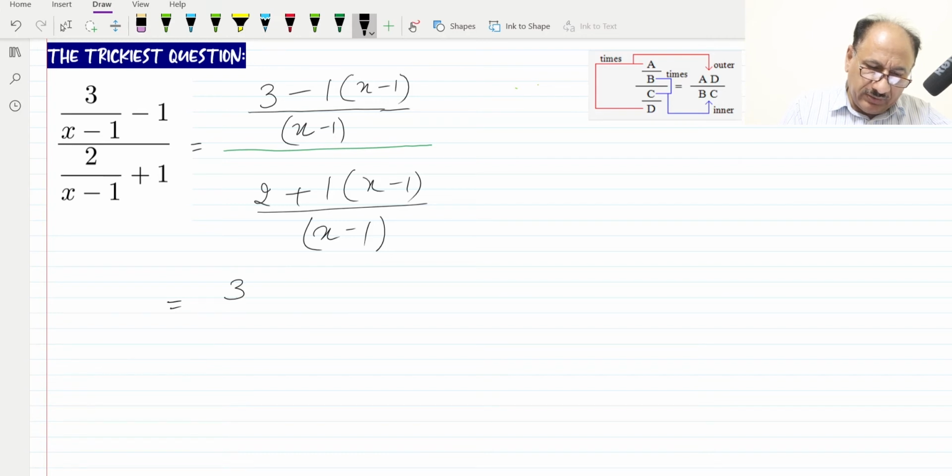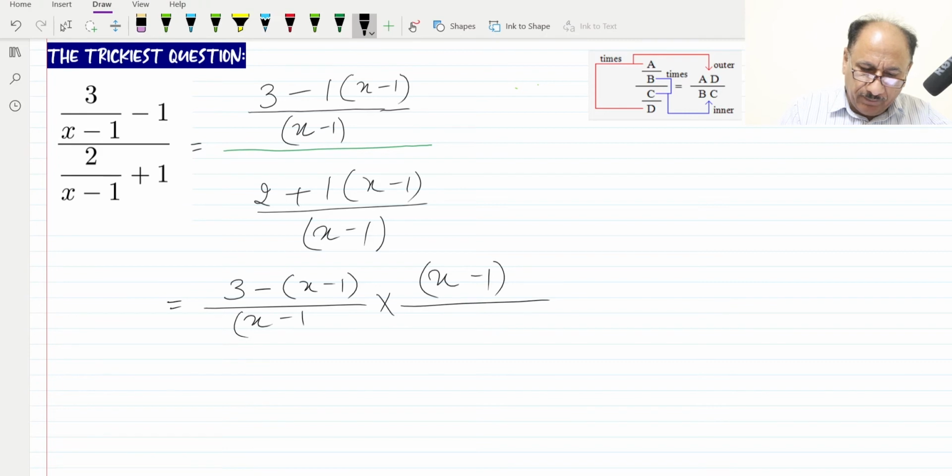We can write 3 minus x minus 1 over x minus 1, and this is pulled down, and the reciprocal of the lower one will be x minus 1 divided by 2 into x minus 1. Now whatever cancellation is possible we can cancel, and the rest of the question we can simplify.